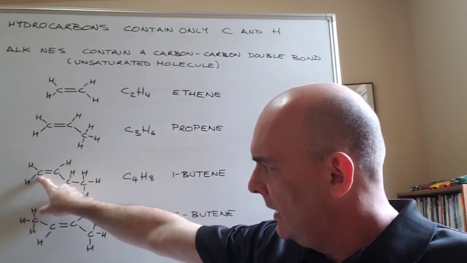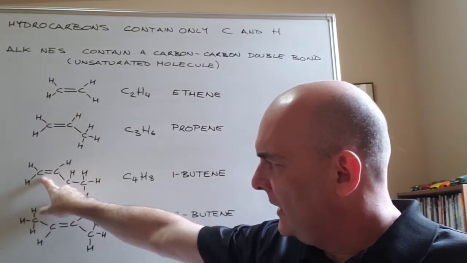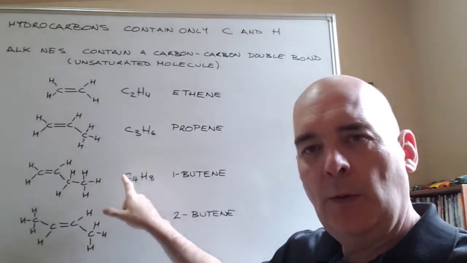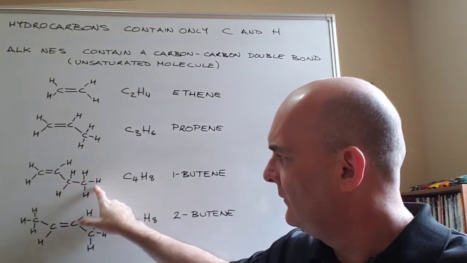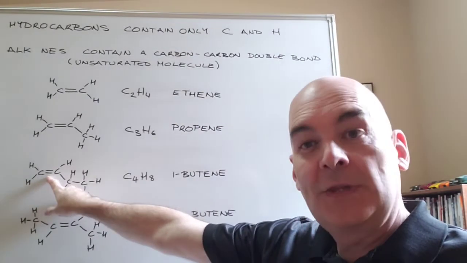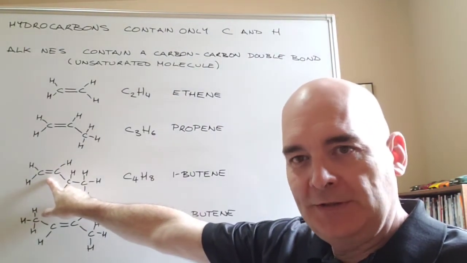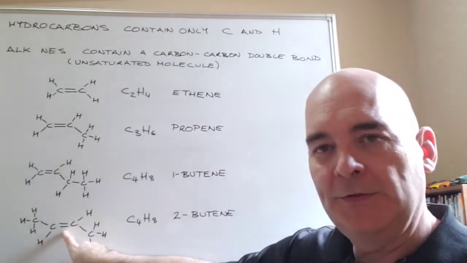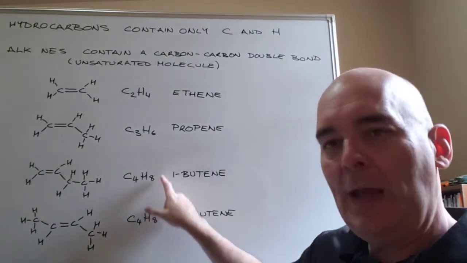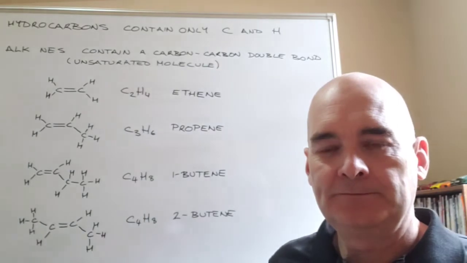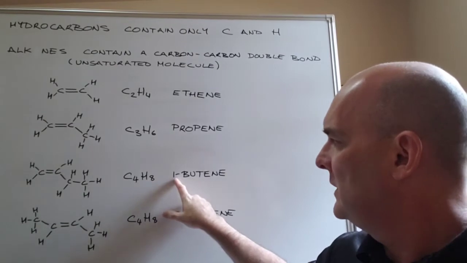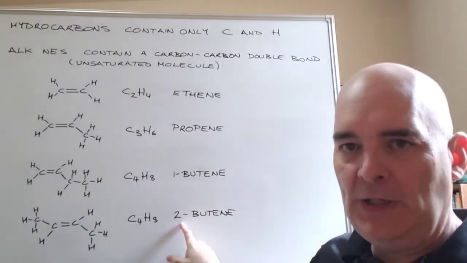At butene, I could put the double bond here between carbons number 1 and 2. We're going to number our carbons in a molecule, 1, 2, 3, 4. And I've chosen to put the double bond here. But that's not the only place that I could put it. I could put the double bond between carbons 2 and 3, which means that these two molecules share the same chemical formula but have a different shape. These are structural isomers. This one is called 1-butene and this one is called 2-butene.